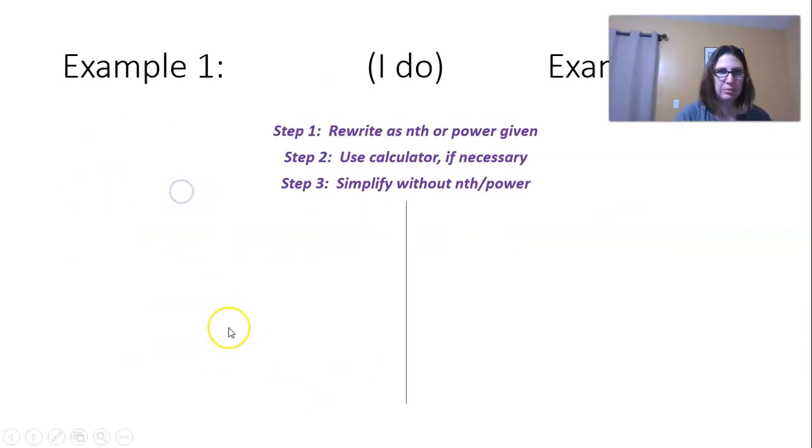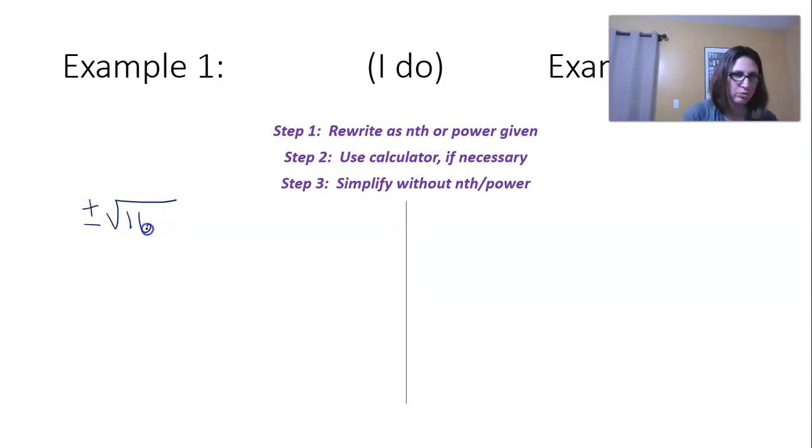All right, let's keep on moving on. I have a couple examples I want to give you guys. Here's the first one, example 1. This example is, let's simplify. Let's get both. Looks like this is the square root of 16y to the 4th power. So I put the steps on here for you guys. Rewrite as an nth or whatever power is given. Okay, so let's go ahead and do that first.